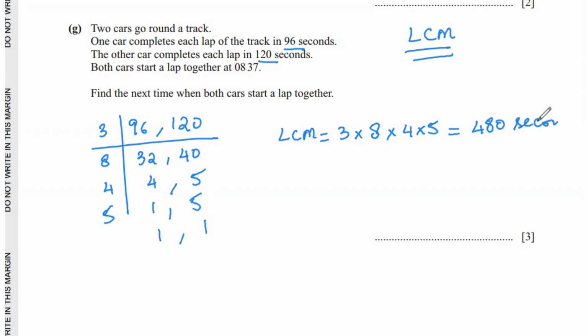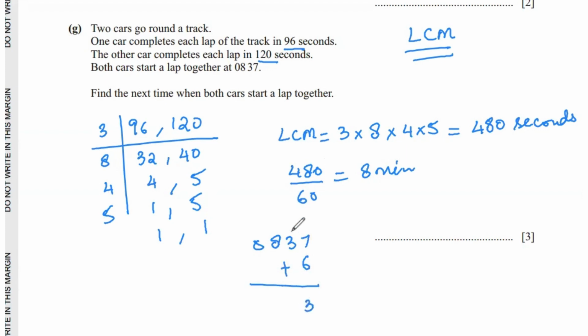So 480 seconds. If we convert 480 seconds into minutes, 480 divided by 60, that gives us 8 minutes. So the next time they will lap together is going to be 8:43. That is the time.